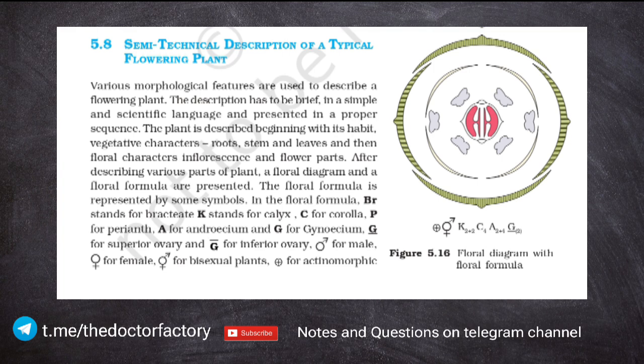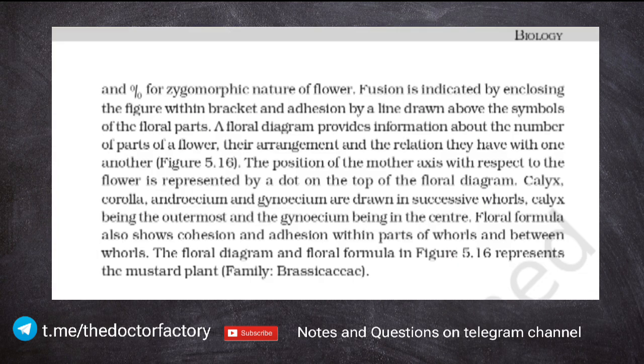In the floral formula, Br stands for bracteate, K stands for calyx, C for corolla, P for perianth, A for androecium and G for gynoecium. G with a dash below it is for superior ovary, and if the dash is above, it is for inferior ovary. Then male sign, then female sign, and if both together, for bisexual plants. Plus sign inside a circle for actinomorphic and percentage sign for zygomorphic nature of flower.